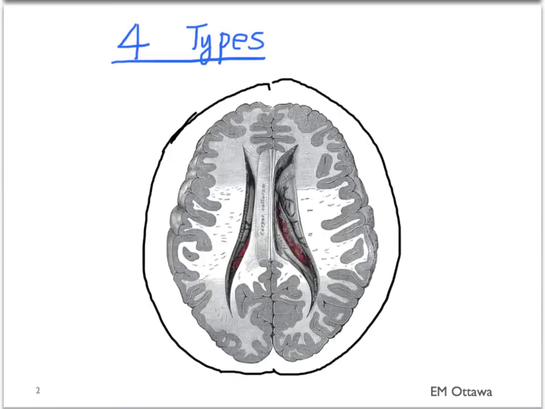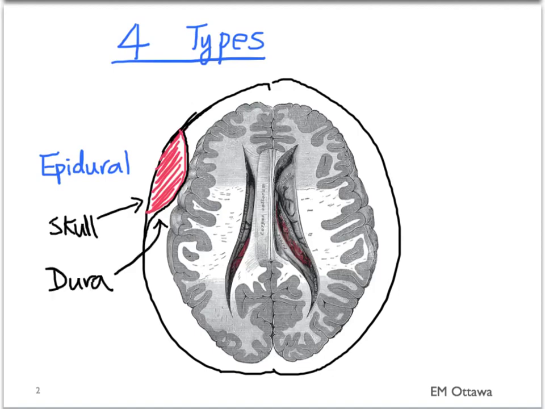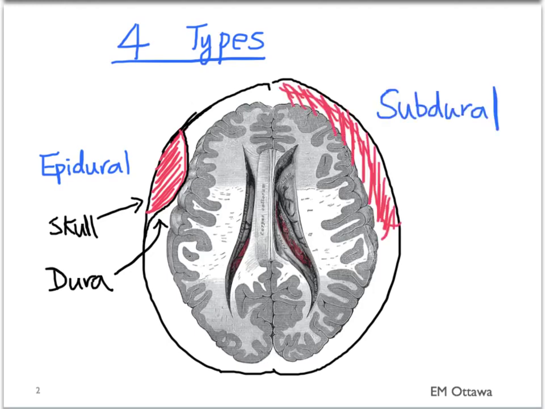There are 4 types of intracranial bleed, depending on its location. The first one is an epidural hematoma. The blood is between the skull and the dura. The second type is a subdural hematoma. In subdural hematoma, the blood is underneath the dura.